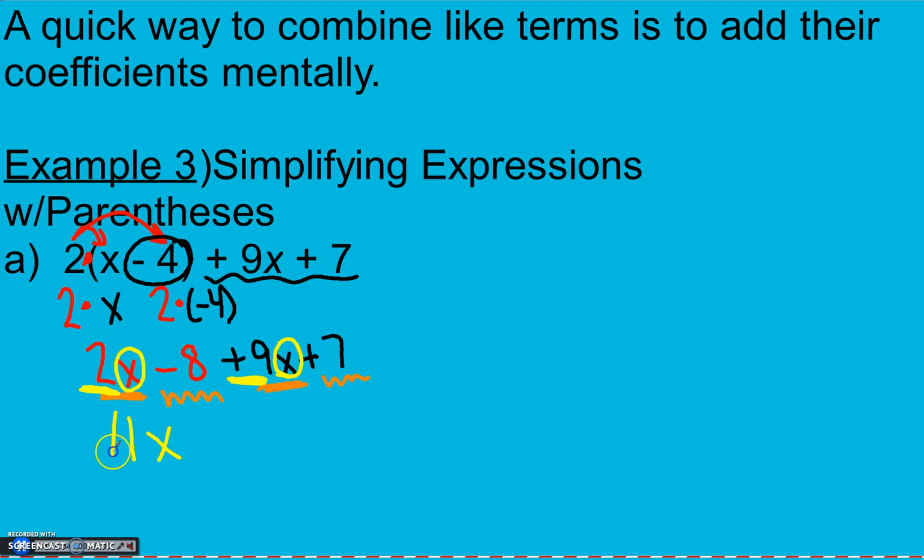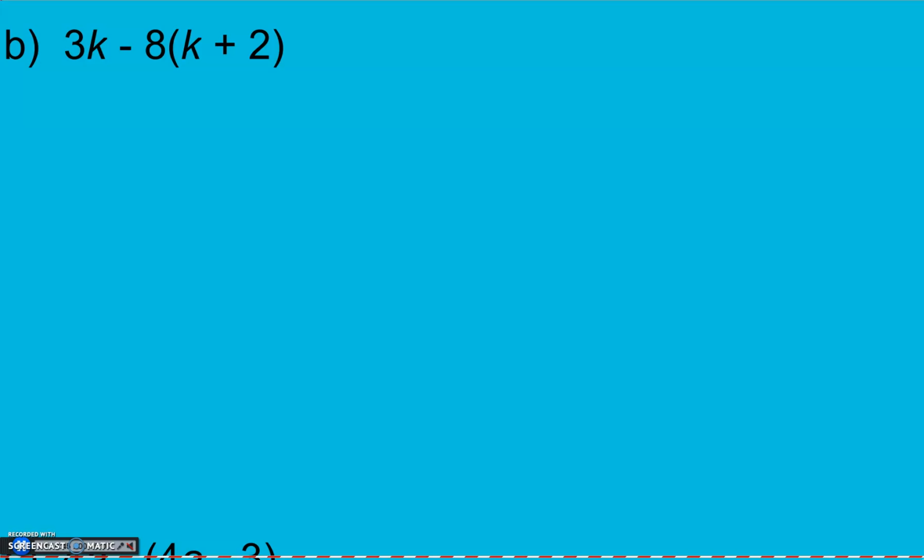2 plus 9 gives me 11. And I combine my constants as well. -8 plus 7 is -1. And that is as simple as I can go. I'm going to do the same thing in B here.